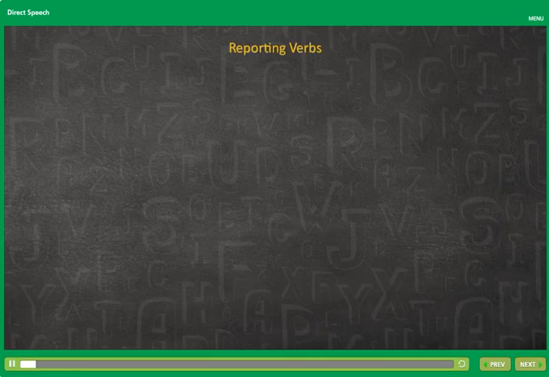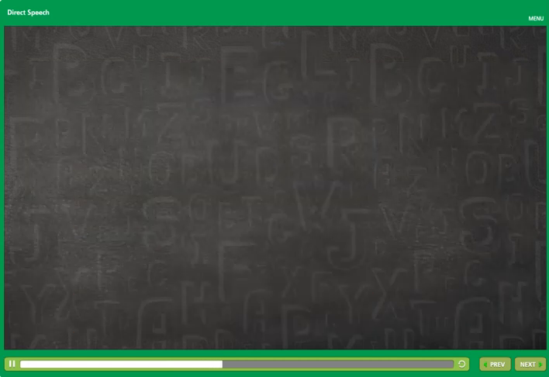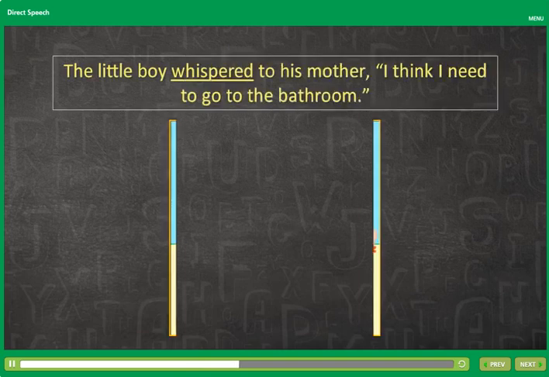Take a look at the table. These are some of the common reporting verbs. There are several other reporting verbs. Look at the following examples.